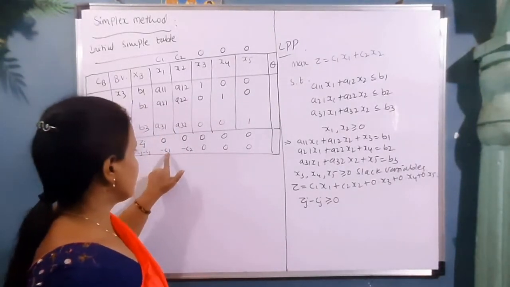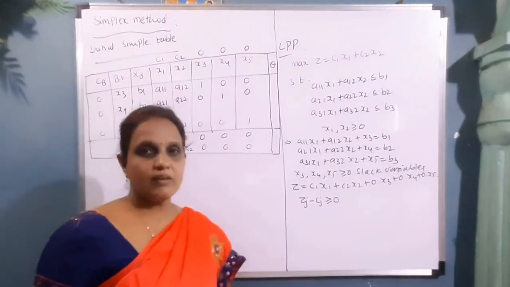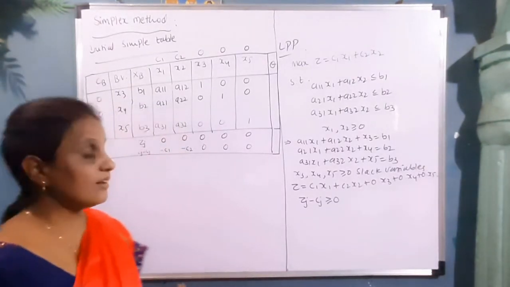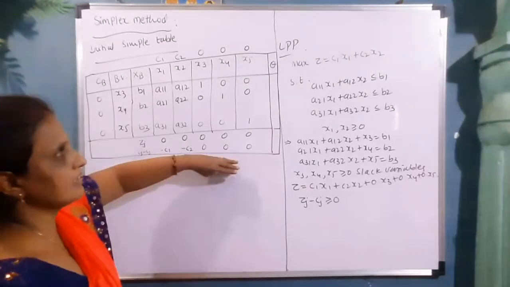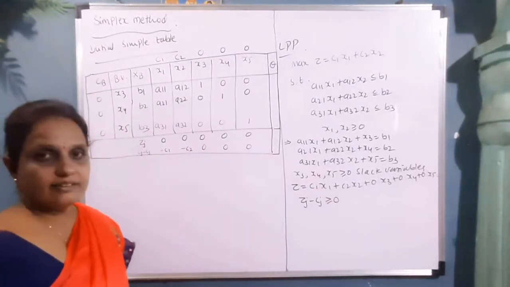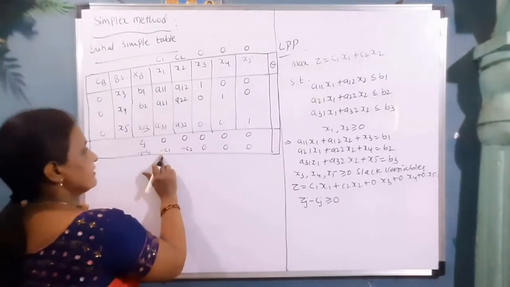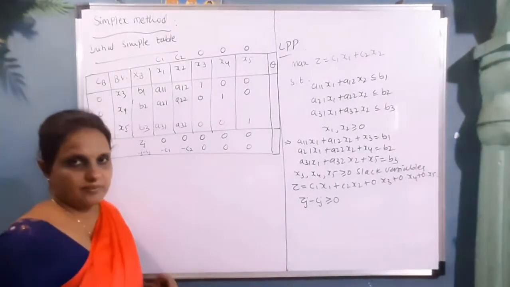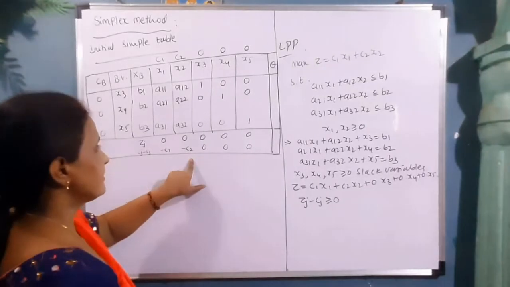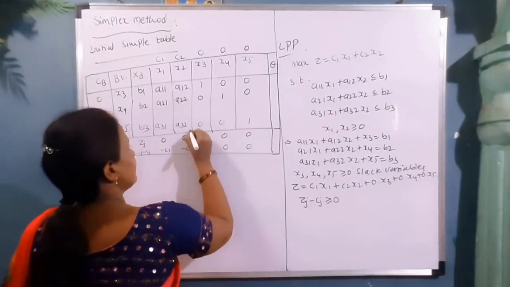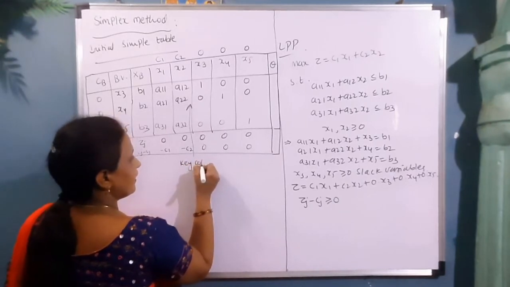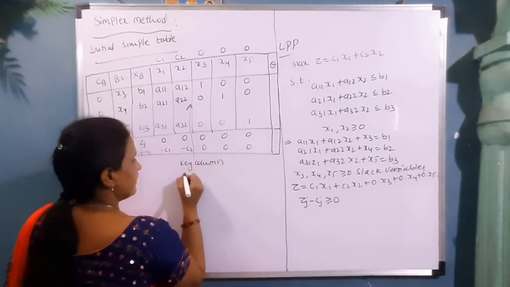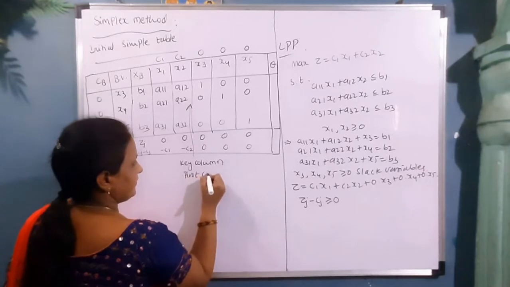So here 2 values are negative, which means we have not reached the optimal solution. Now what do we have to do? Up to this much we saw yesterday. The next step is, among these two we have to take the minimal value. Suppose C2 is minimal. If C2 is minimal, the corresponding column is called the key column, or the pivot column.